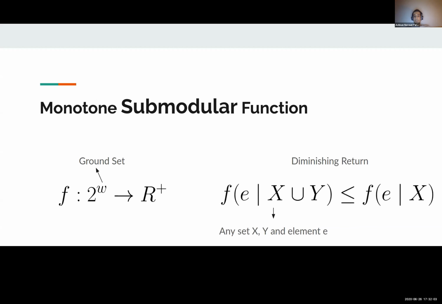We call it submodular if it has a diminishing return property. So basically, if you have two sets X and Y, adding an element to X should give more benefit than adding an element to the union of X and Y. For example, you can think of a normal factor or other functions that have diminishing returns.